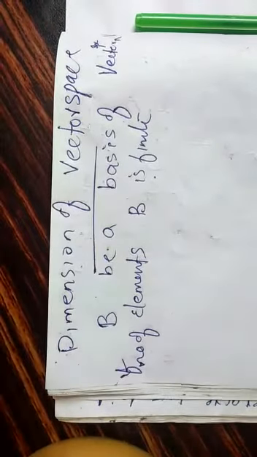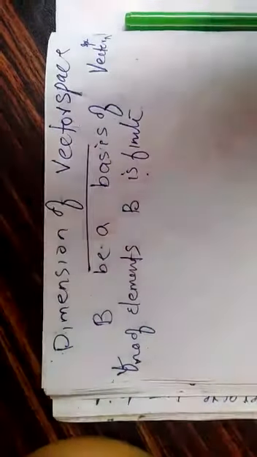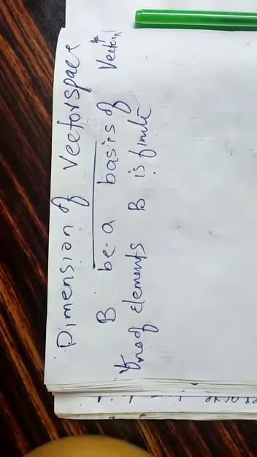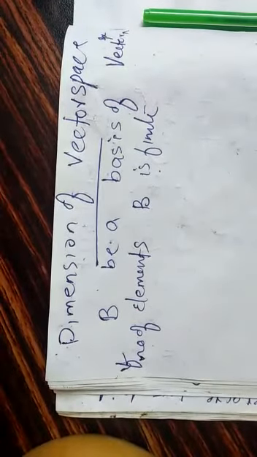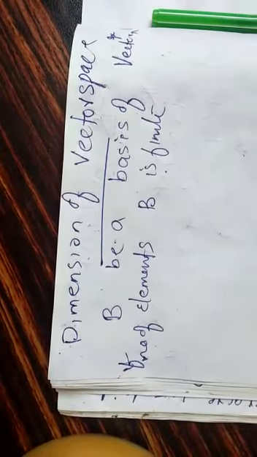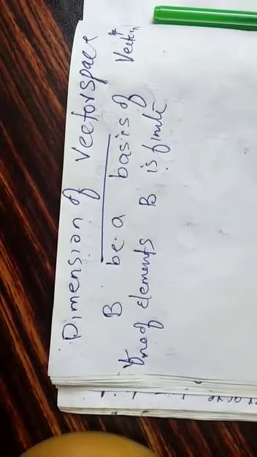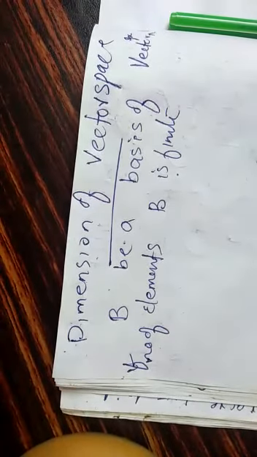B is a basis of V. We find out a basis and that basis is B. B is a basis of vector space V, and we count the number of elements in B. If the number of elements in B is finite, then we can say our vector space is a finite dimensional vector space.